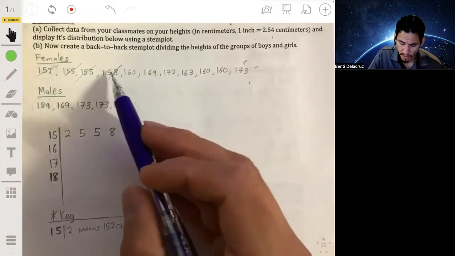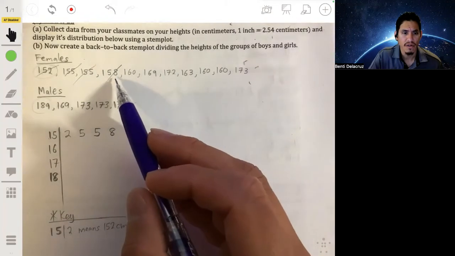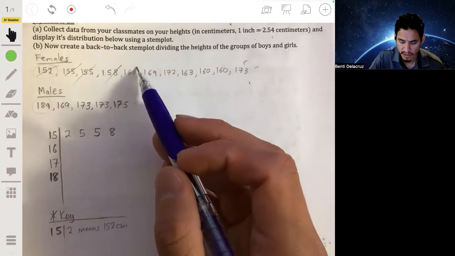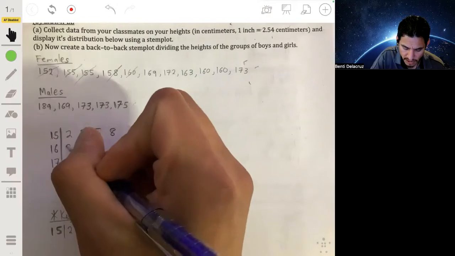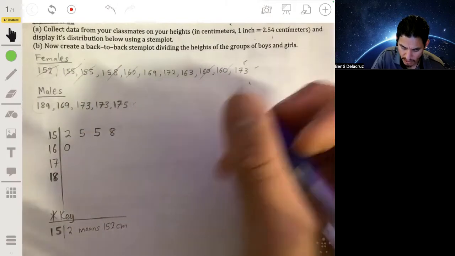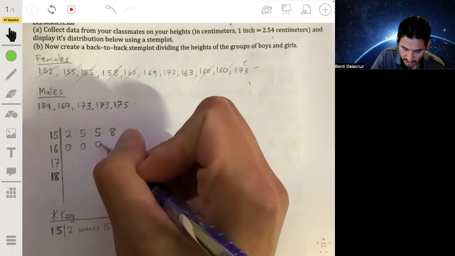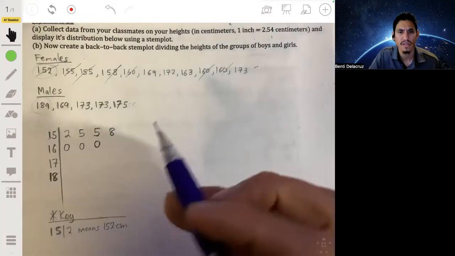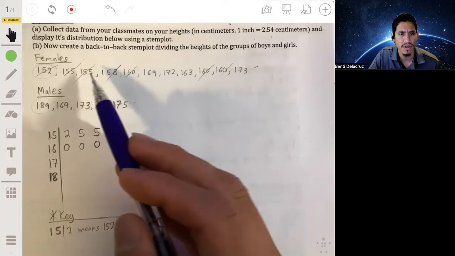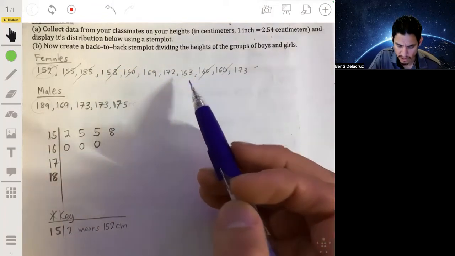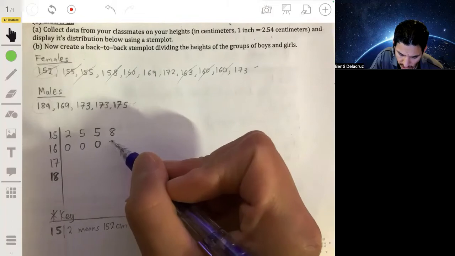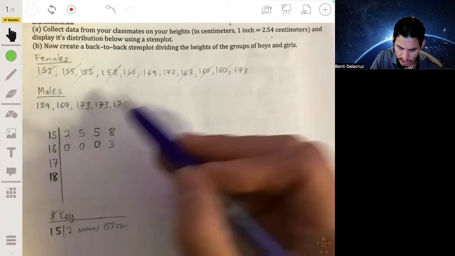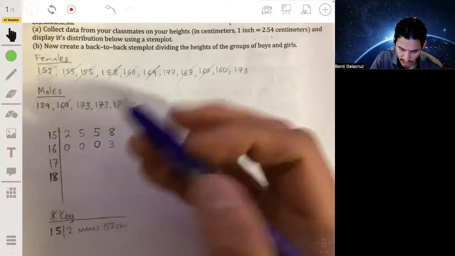Nothing in the 150s anymore, so I go to the 160s. I have 3 160s. So for 160, I put a 0, and I put 3 zeros just like that, because that's the lowest a value could be that starts with 16. The next highest value would be 163, so that would be a 3. Then I have 2 169s, so I put a 9 and a 9.